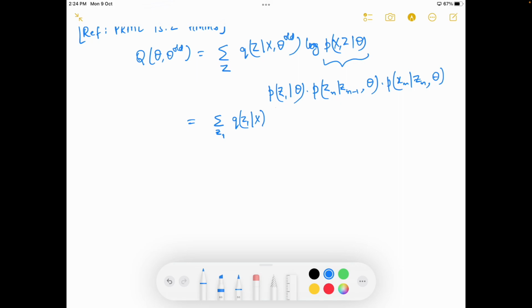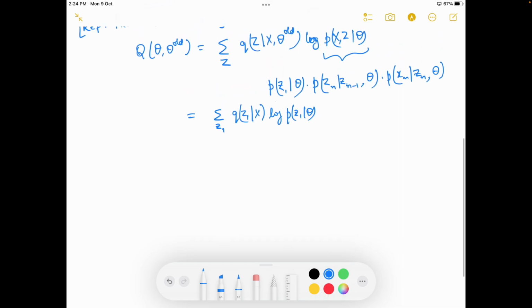So q of z1 given x into log of p of z1 given theta, plus, this is the first term. Now the second term involves zn given zn minus 1. So what will remain in the q term? In q, zn and zn minus 1 will remain.